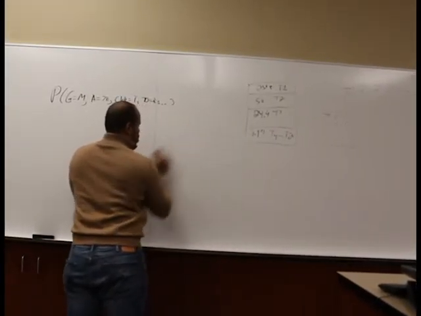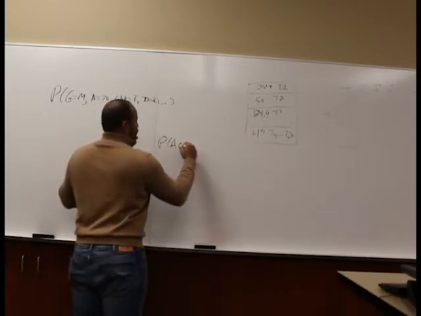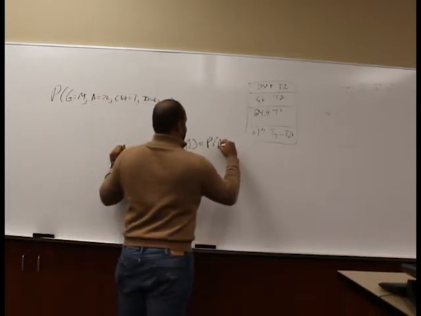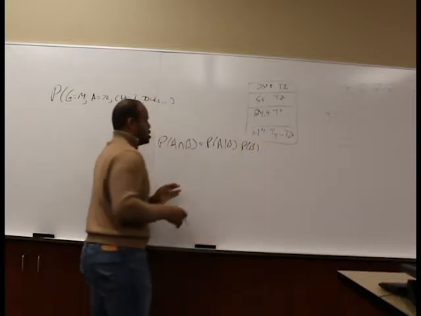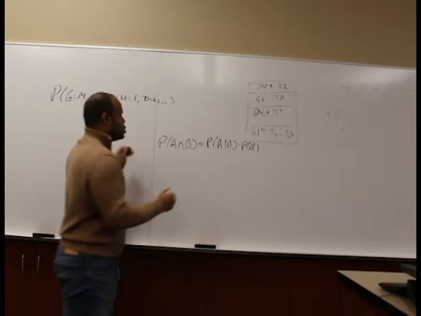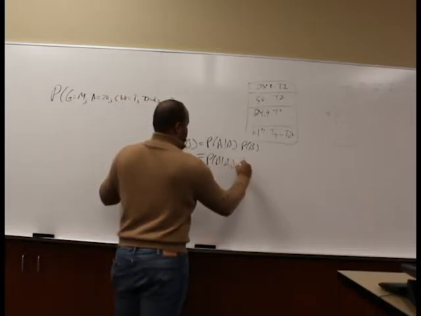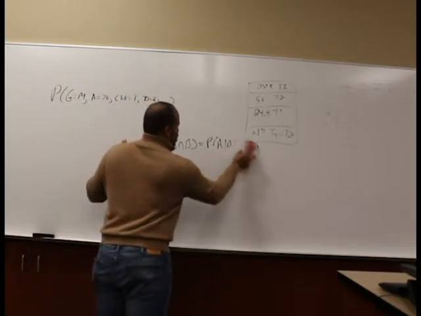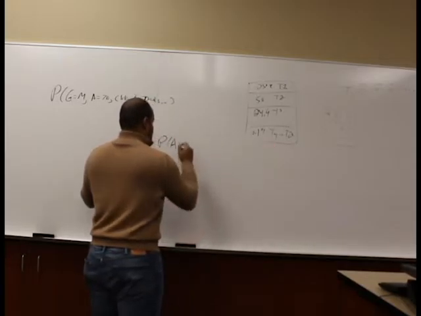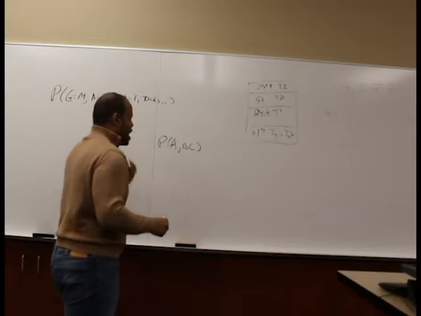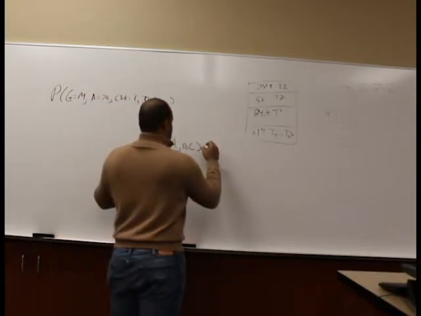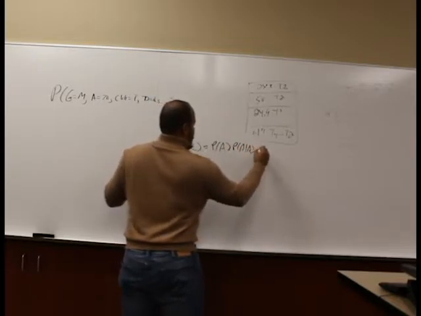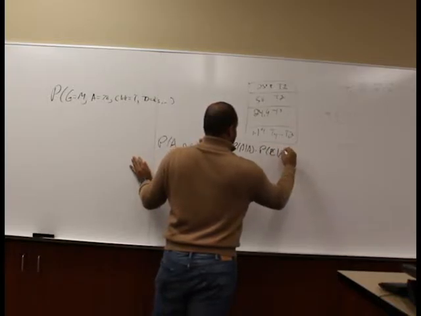So what I said is that if I told you what's the probability of A and B, hopefully you remember from stats, this is going to be the probability of A given B and the probability of B. That's just the chain rule from statistics. This is also equal to the probability of B given A times the probability of A. Either one of those works. So if I had something like the probability of A, comma B, comma C, this equals the probability of A times the probability of B given A times the probability of C given A and B.